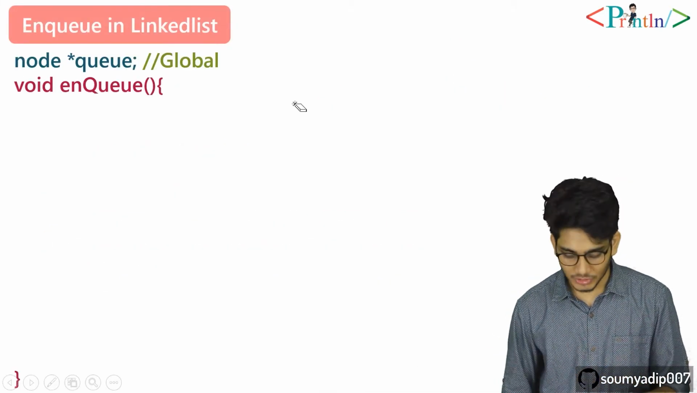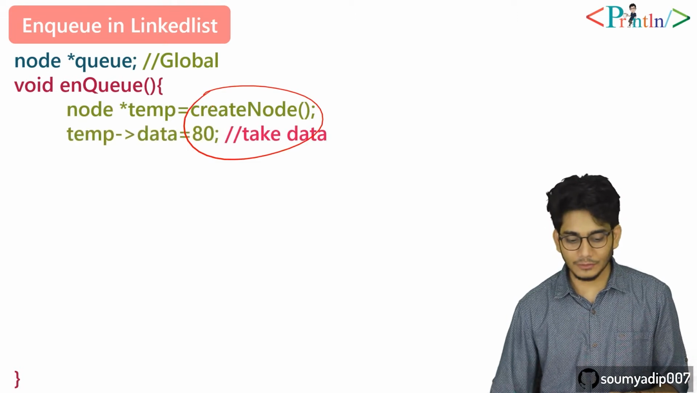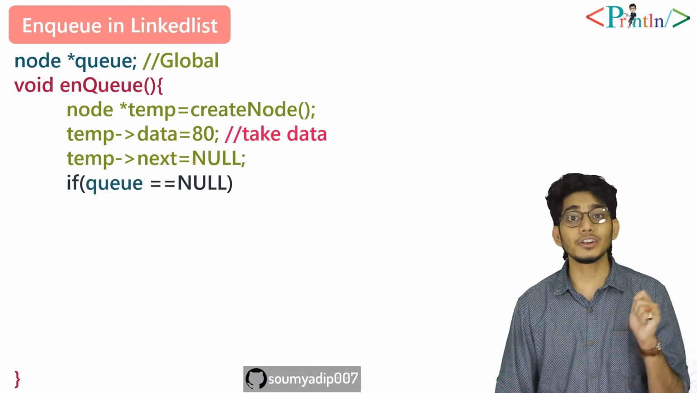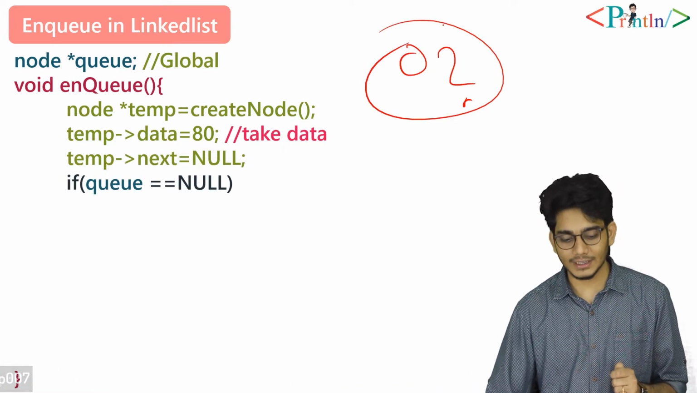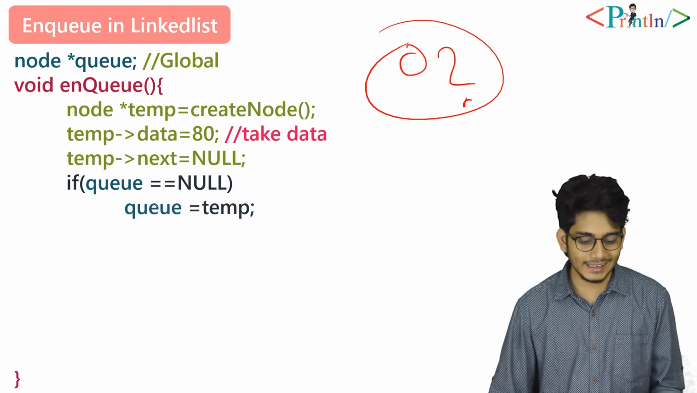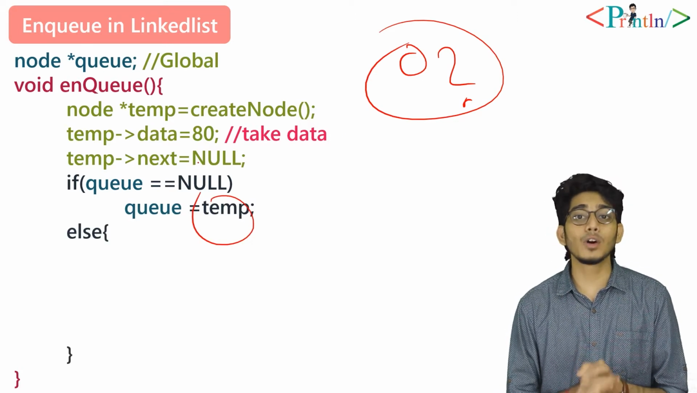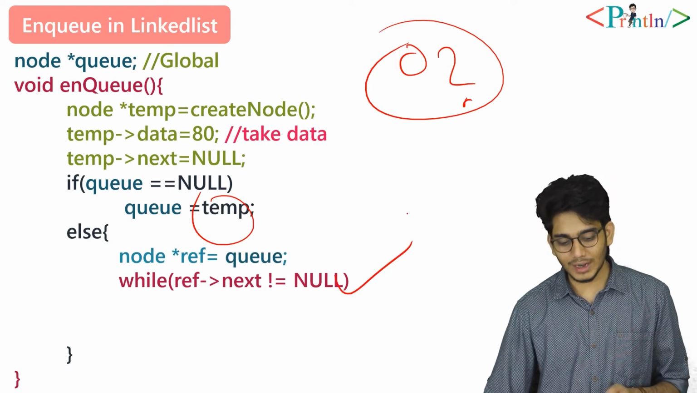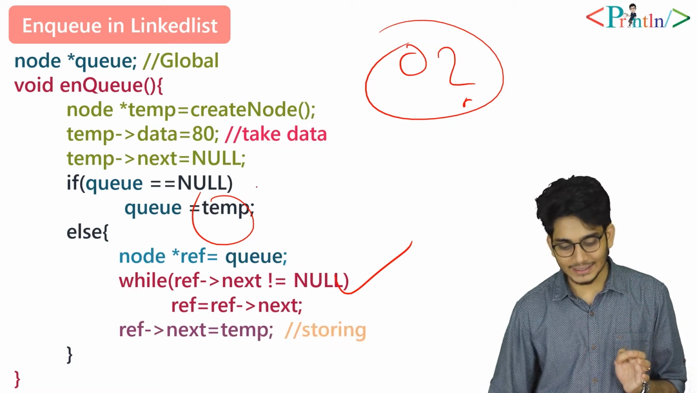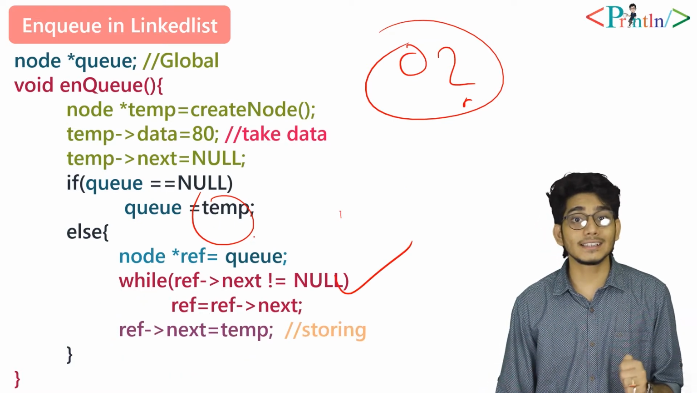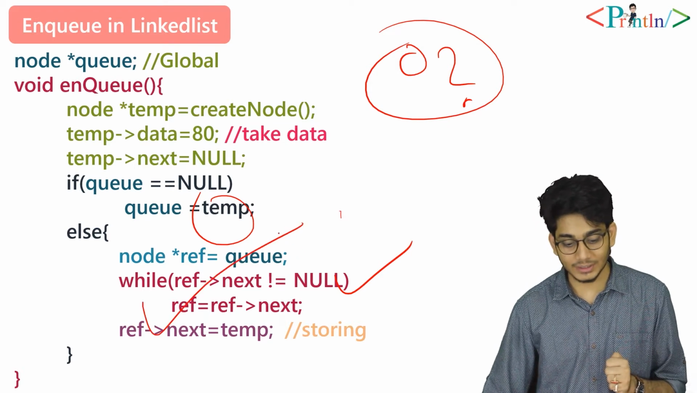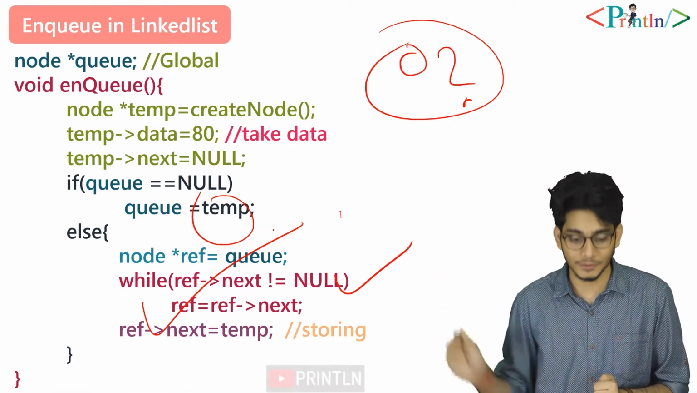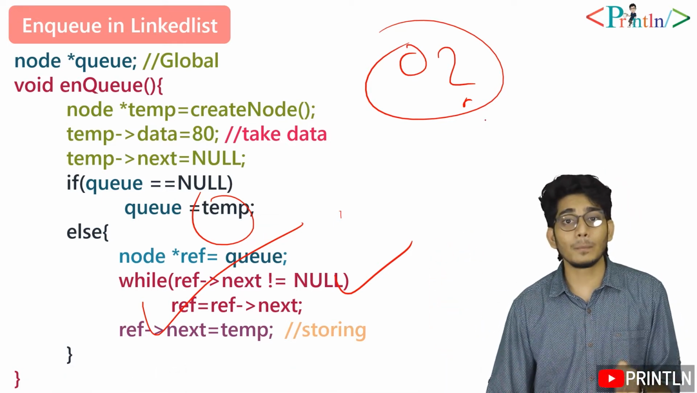For performing the enqueue operation, at first we have to create a node, then take the data from the user, then set the next as null. Then if our queue is null, it means we don't have any data within our queue, so you just set queue as temp. If you have more than one value within your queue, you make a while loop, go up to null and add the data within your list. In my insertion at the end of a list video, I have discussed these things in more detail. If you don't know that, just click on the I button and watch this video first. This is how we can perform the enqueue operation in a queue.